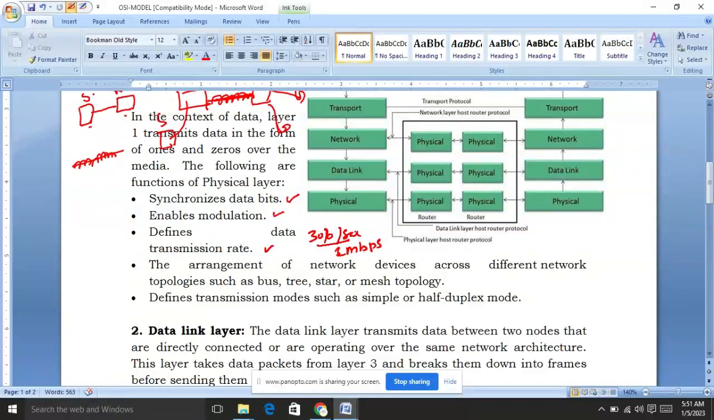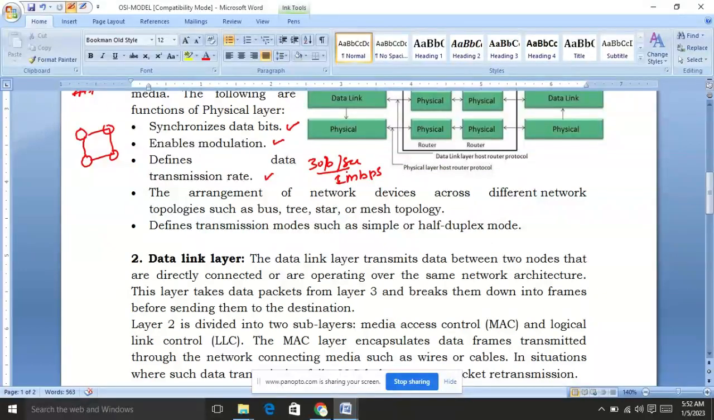Also the physical layer is responsible for the topology. We already discussed that topology means the physical arrangement of the nodes within the network. That means how physically we are going to place the nodes which are in a communication. It also decides the transmission type, that is simplex, half duplex or full duplex. That means the data is transmitted only in one direction at a time, or in both directions simultaneously.